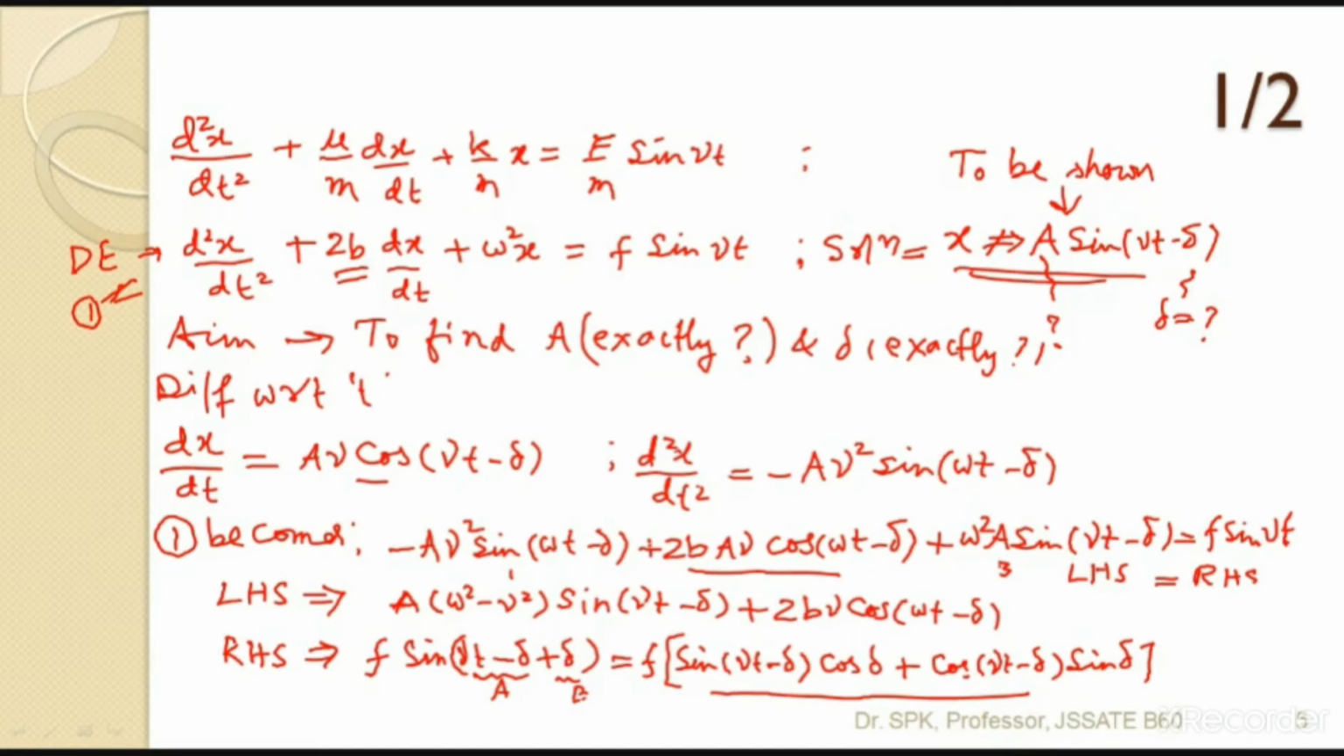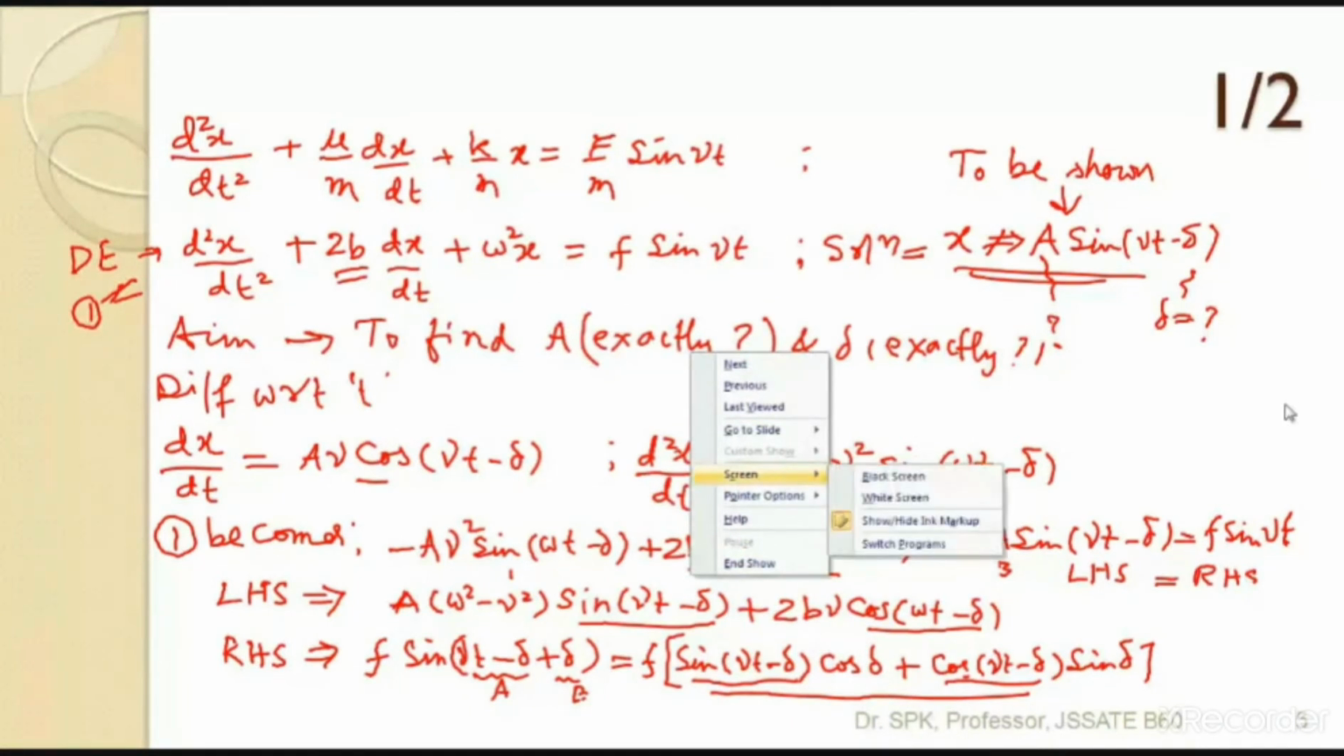I'll continue on the next slide with RHS and LHS. What I do there is take the coefficients of sine of mu t and cos of mu t. While comparing both LHS and RHS, I take out the sine and cos terms. Equating the coefficients of sine of mu t minus delta and cos of omega t minus delta on LHS and RHS, we can arrive at this expression. I'll show you the next slide.